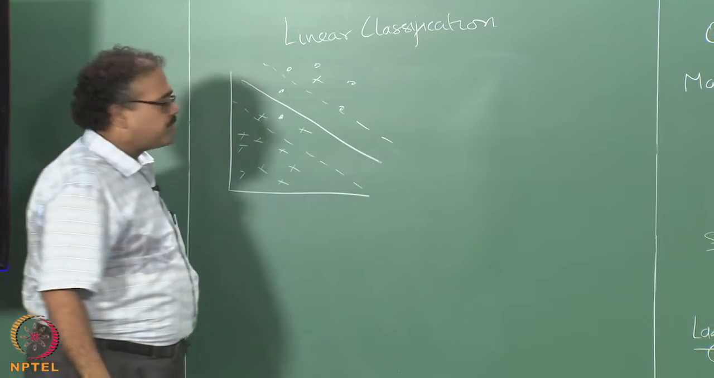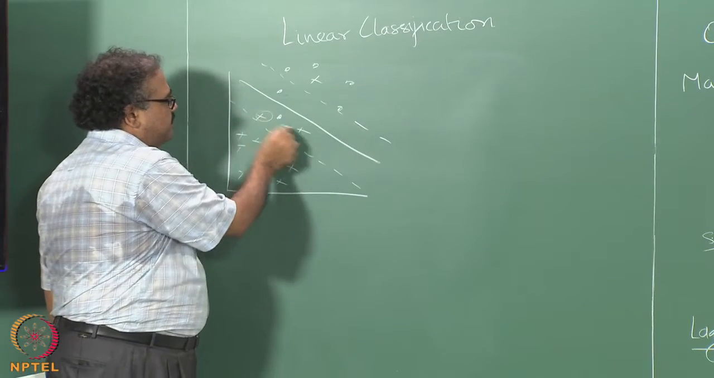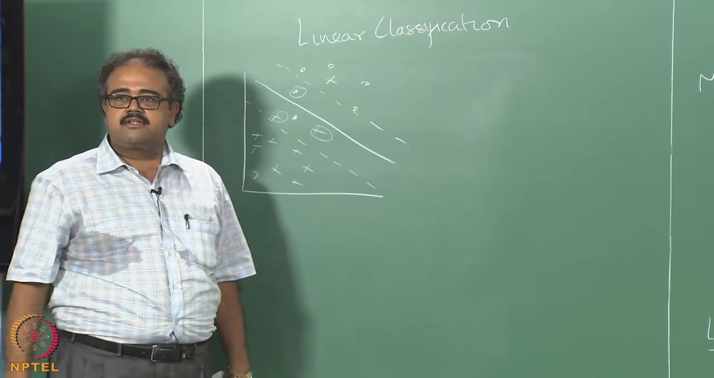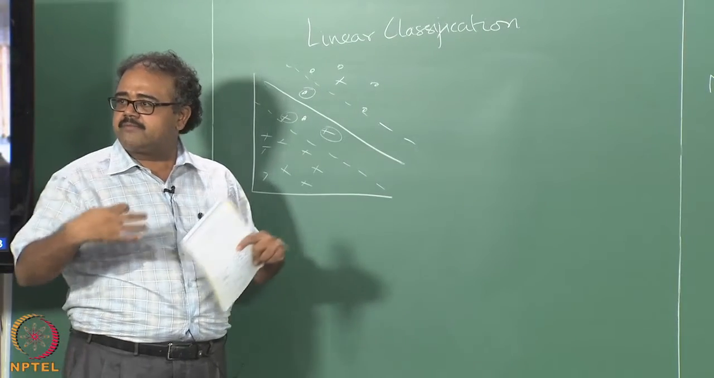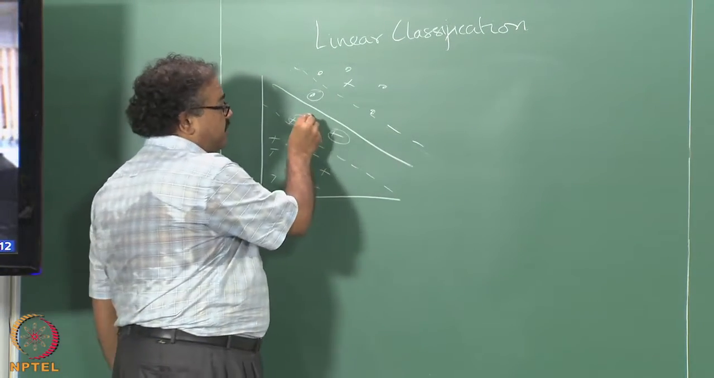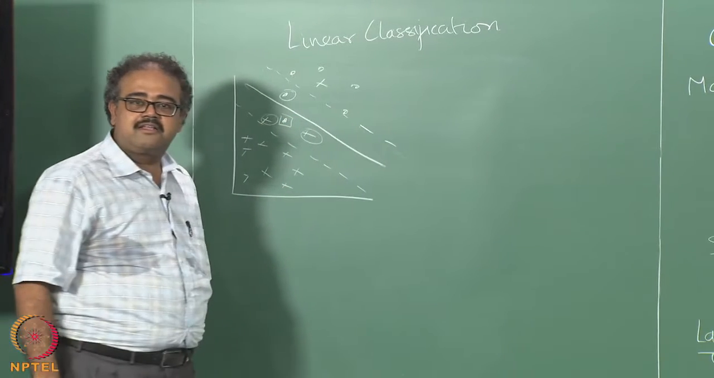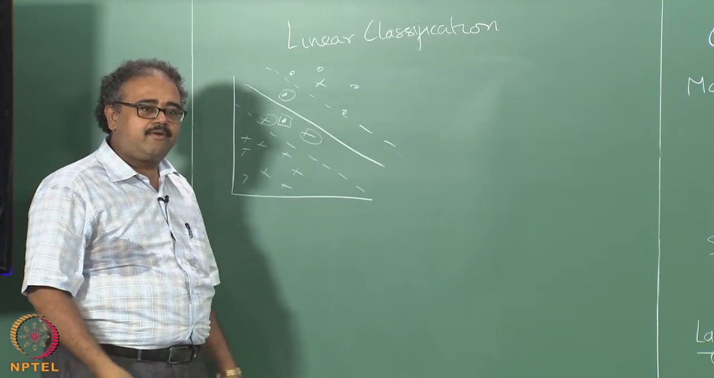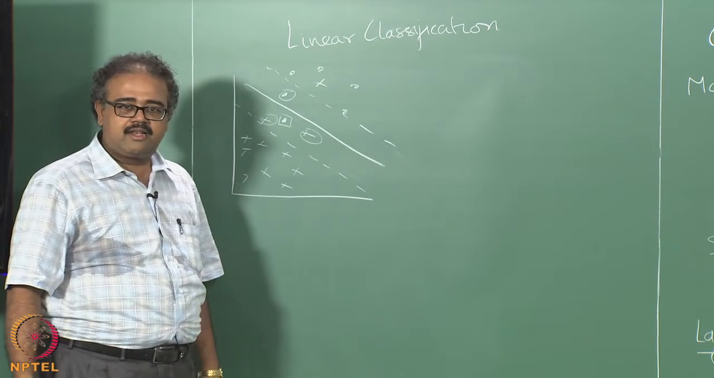what are the problems here? Well, these data points are within the margin. So I have some data points that are within the margin, and I would like to minimize such cases. There are some data points that are within the margin and erroneous. I would like to minimize such cases as well.